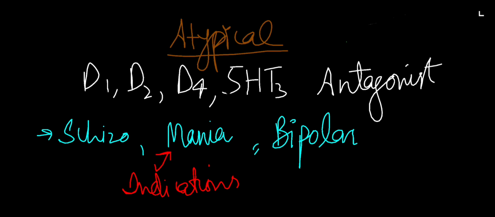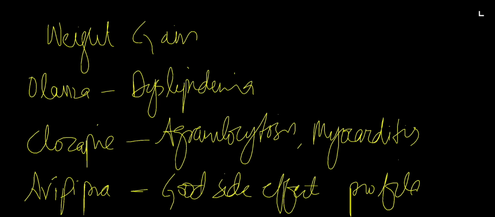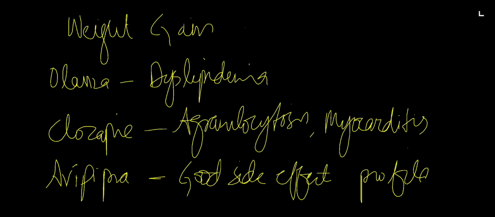Why are these atypical antipsychotics used? They are used in patients with schizophrenia, mania, and bipolar disorders. These are the indications. So what are the side effects of these atypical antipsychotics? All the atypical antipsychotics are associated with weight gain, and there is a risk of VTE, venous thromboembolism, with antipsychotics.